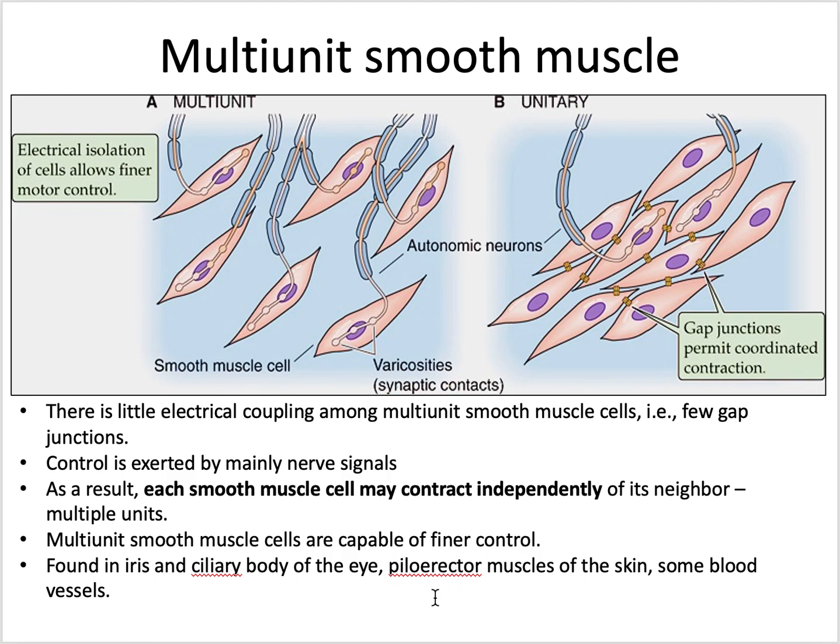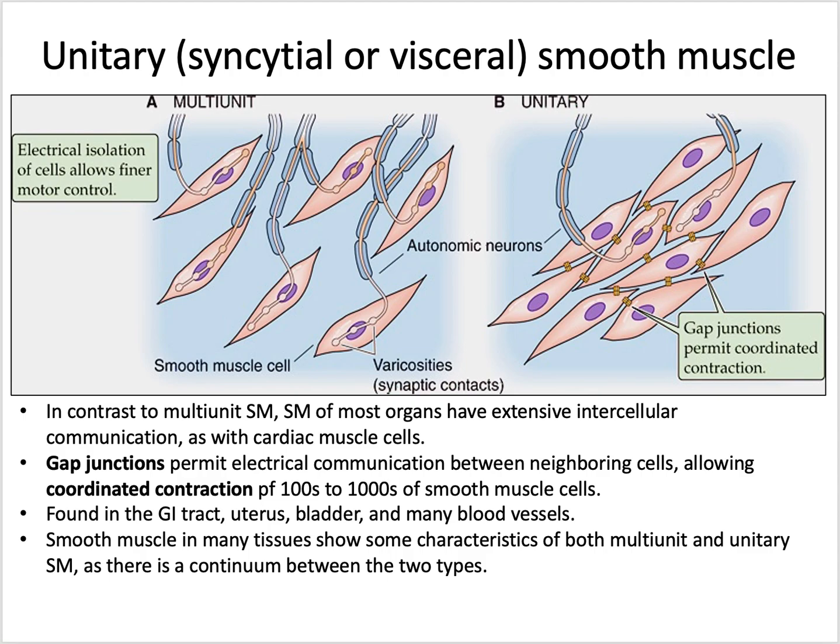So these are the muscles that are attached to hair follicles and in some blood vessels. But mainly when we're thinking about smooth muscle, you most likely are thinking about unitary smooth muscle. Sometimes it's referred to as syncytial smooth muscle, because you'll have hundreds or thousands of smooth muscle cells that act as a syncytium or a unit, and that's because they will be connected functionally through these gap junctions.